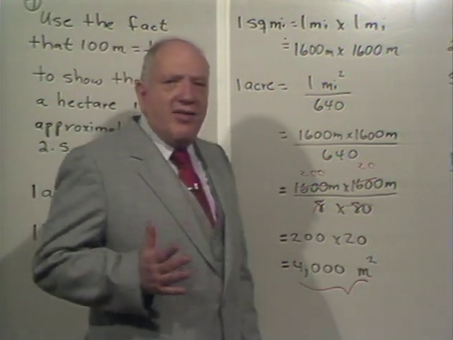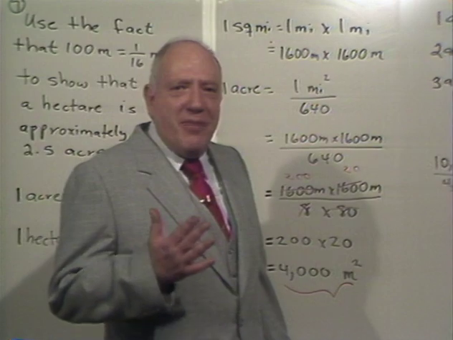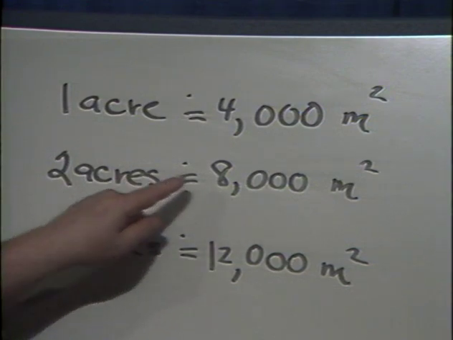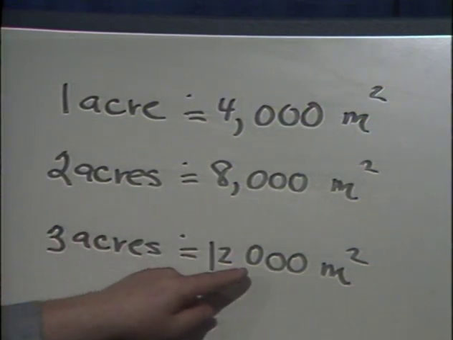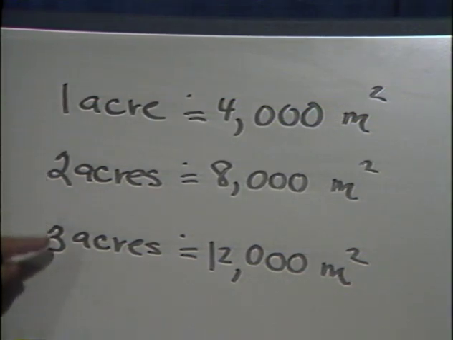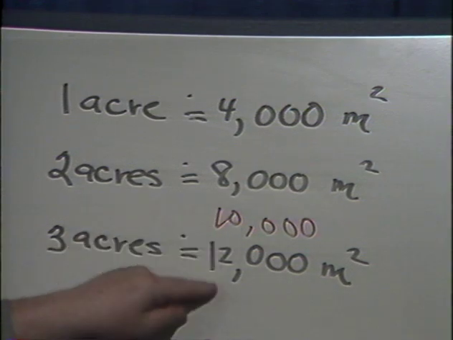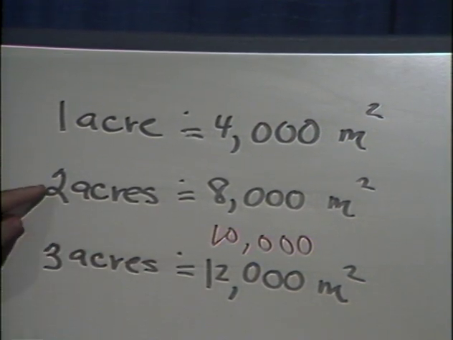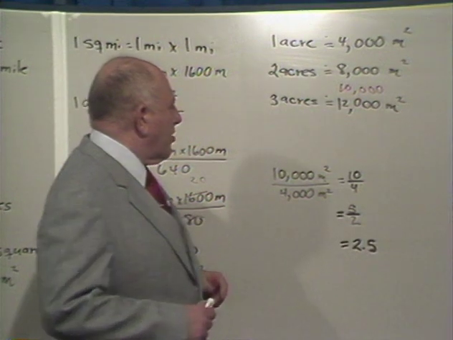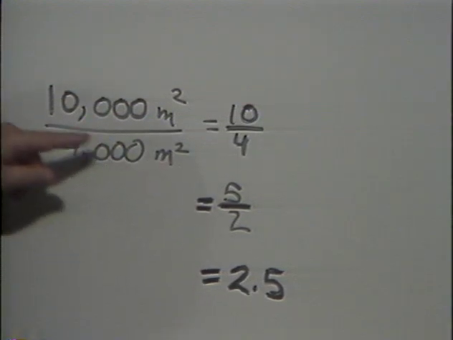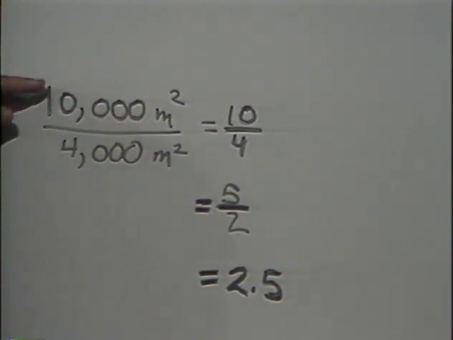So an acre is approximately 4,000 square meters. And once you know that, it's just a matter of going back to Module 3 and counting by multiples of acres and square meters. See, if 1 acre is 4,000 square meters, 2 acres is 8,000 square meters, 3 acres is 12,000 square meters. See, I'm counting by 1s here and by 4,000s here. And we said what? A hectare is 10,000 square meters. So by constant rates, since 10 is halfway between 8 and 12, you see the number of acres will be halfway between 2 and 3. That's 2.5 acres. Or another way of saying it is, if 1 acre is 4,000 square meters, to find out how many acres there are in 10,000 square meters, you just divide 10,000 square meters by 4,000 square meters.